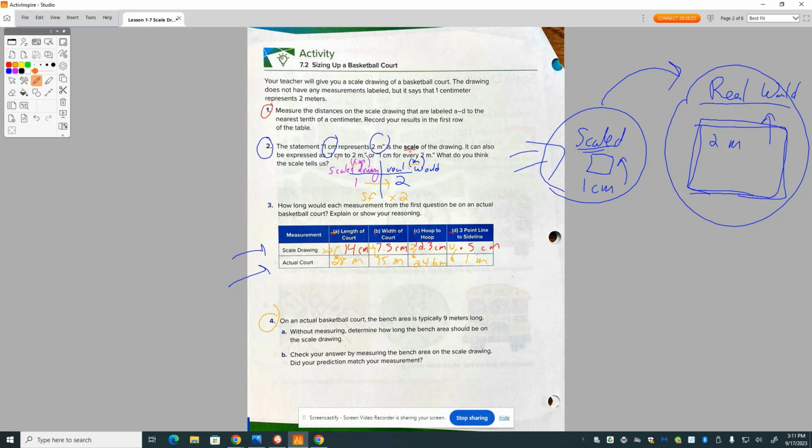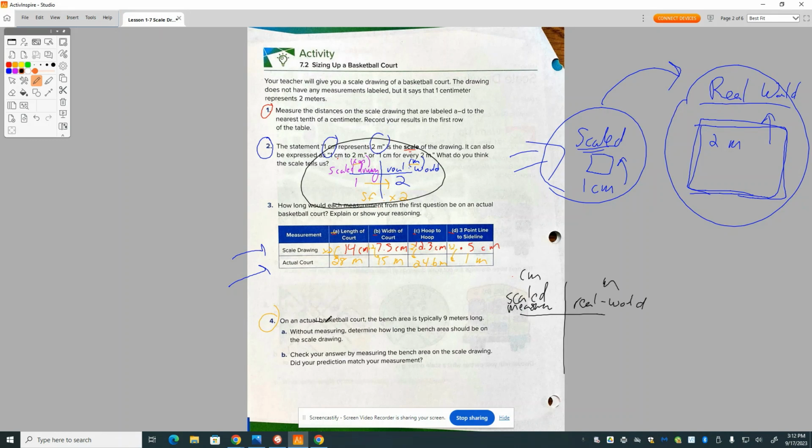On the actual basketball court, the bench area is typically 9 meters long. Without measuring, determine how long the bench area would be on the scale drawn. So let's go ahead and draw the exact same table that we did above. Now remember that on the left we have our scaled drawings, our scaled measurements given in centimeters, and on the right we have our real world measurements, which would be in meters.